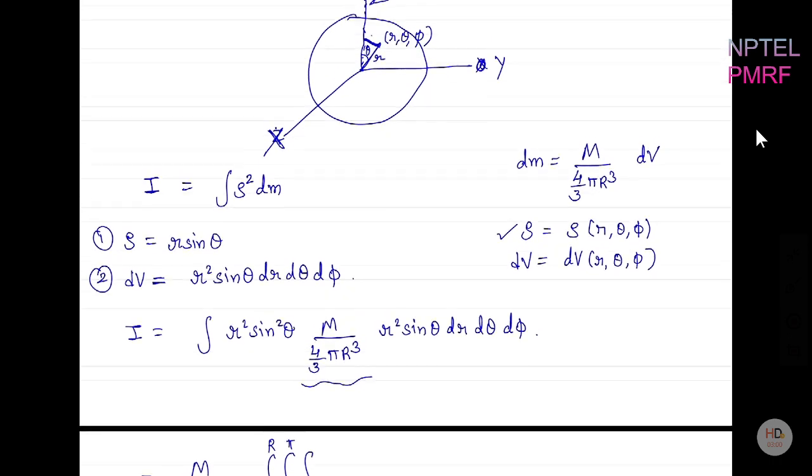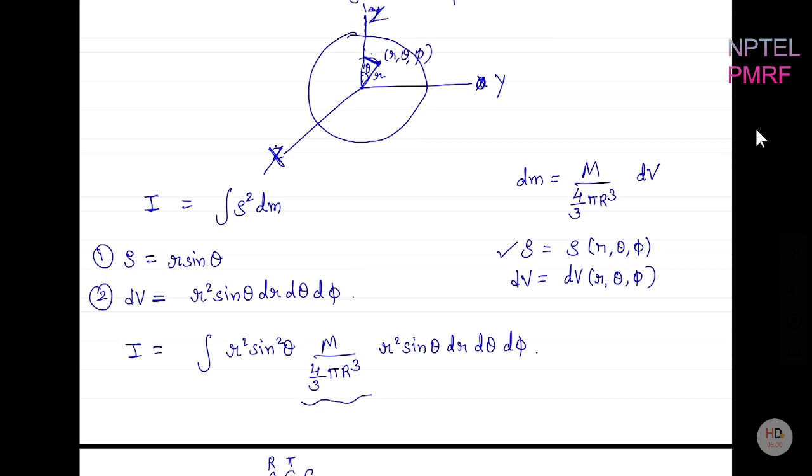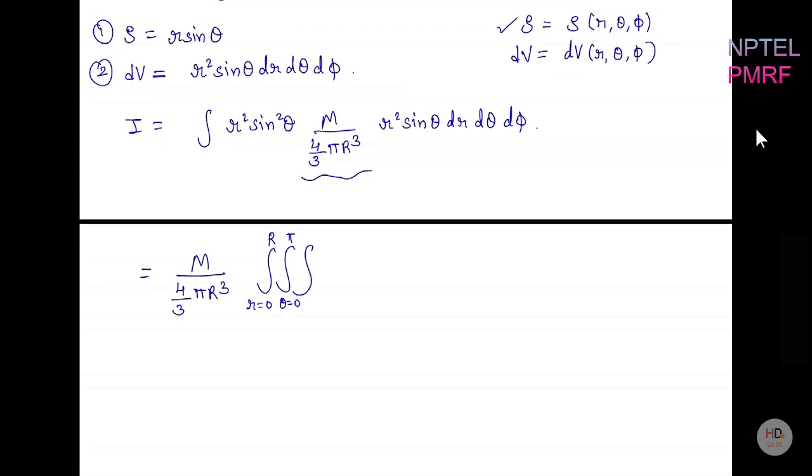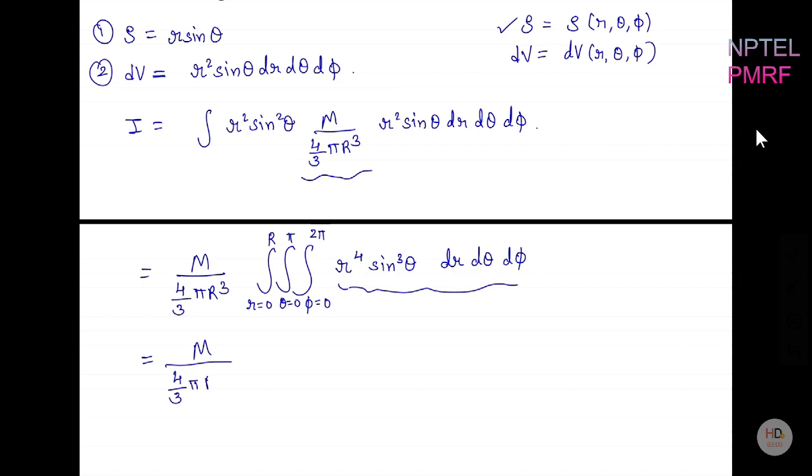Yeah, it's the angle with the z axis, so theta can go from 0 to pi, and phi is running from 0 to 2 pi. Okay, and we have r to the power 4 sine cube theta dr d theta d phi. These are separable, so we can do the r integral, theta integral, and phi integral, and the final result is the product of all these three. So m by 4 by 3 pi r cube.